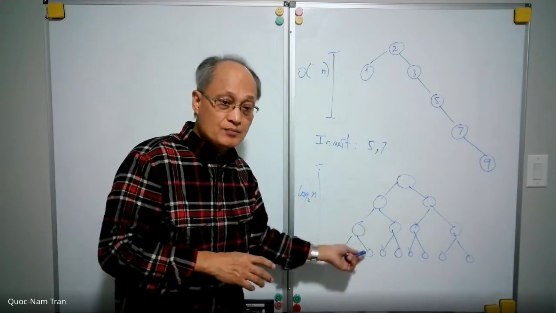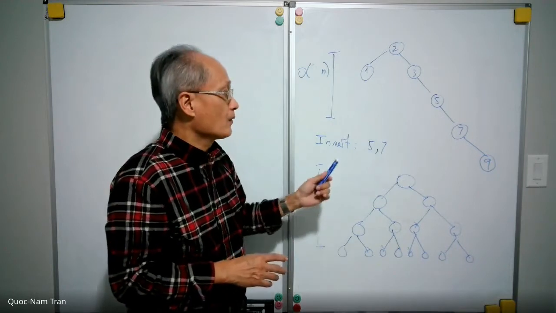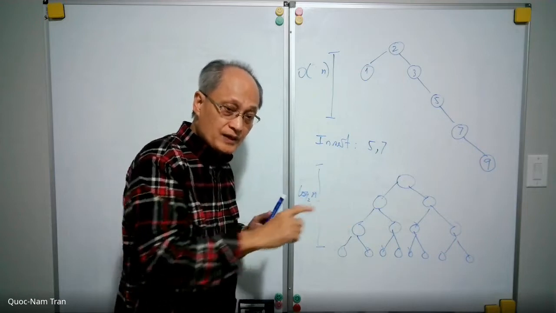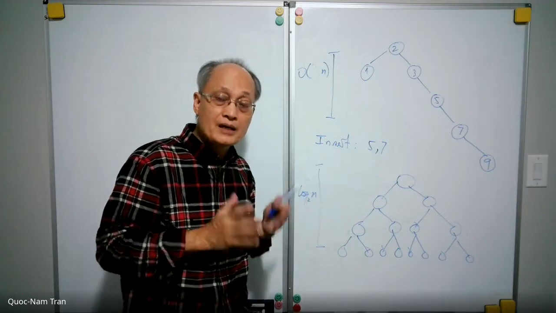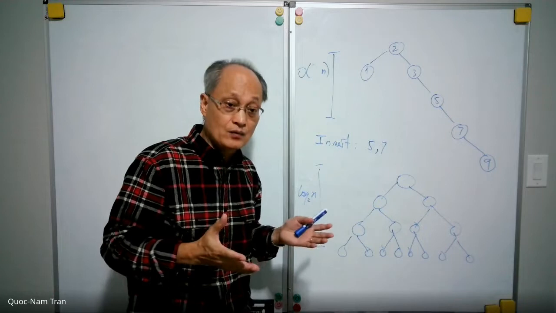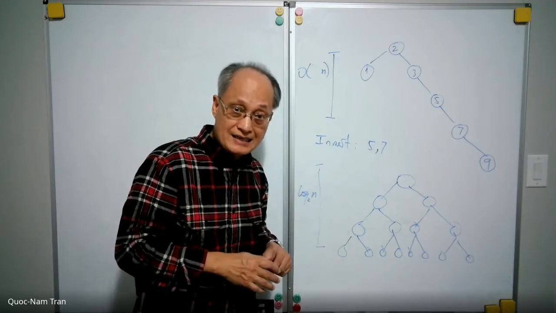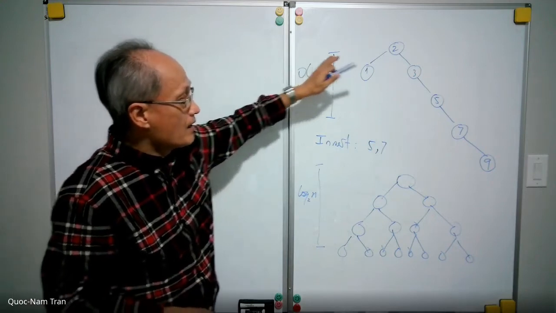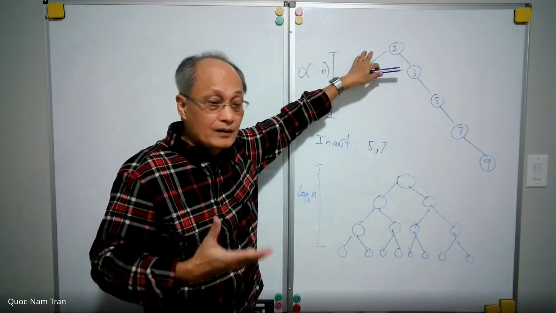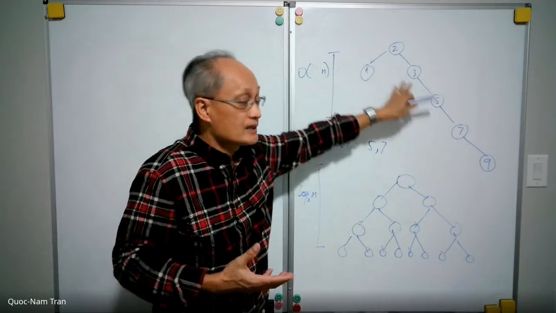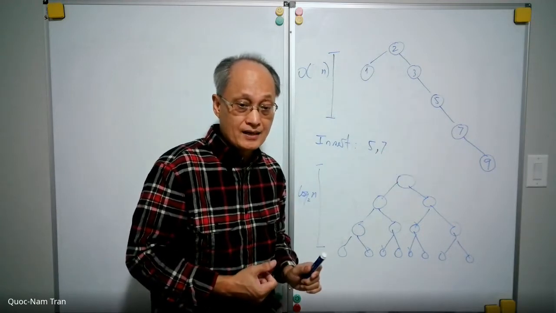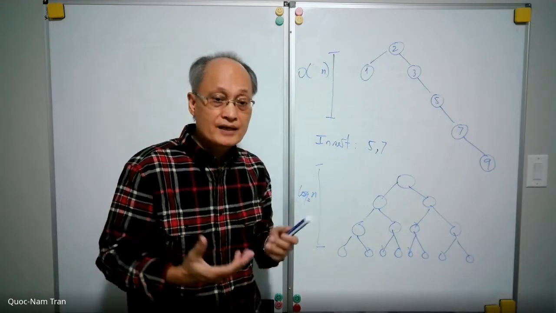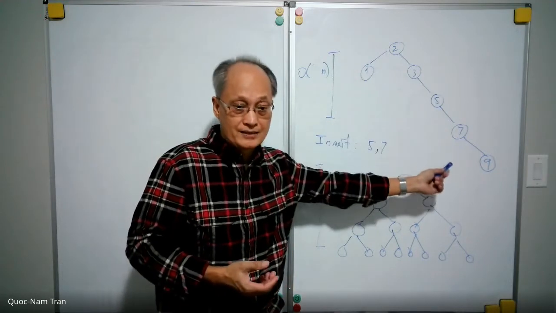So if the tree is balanced, then insertion, searching, and removing each take O(log n) steps. In other words, it's very fast, right? So the question here is: how can we keep the tree balanced? When we have a binary search tree, it's very hard to keep the tree balanced.